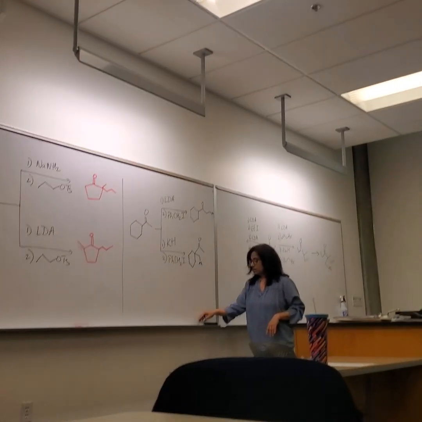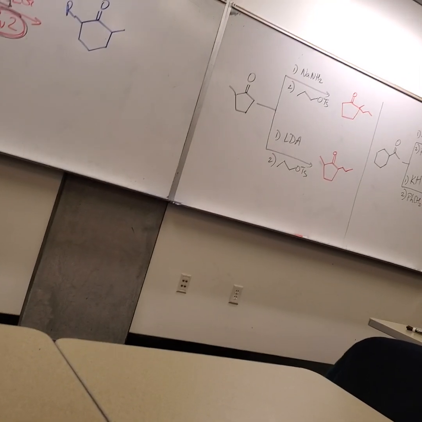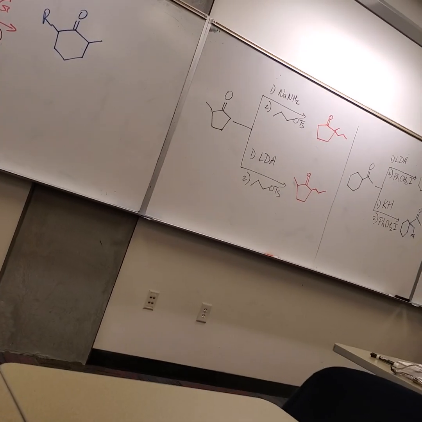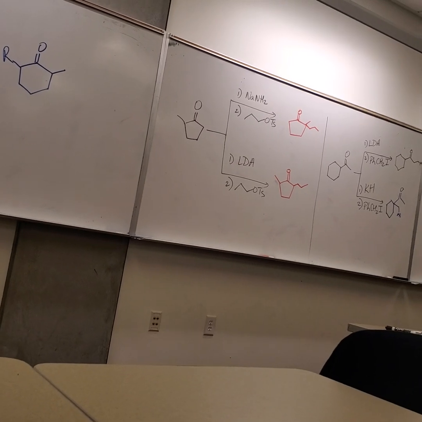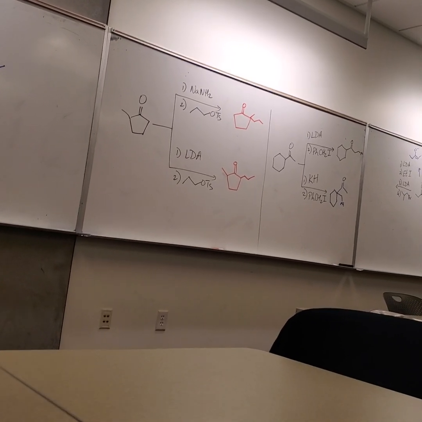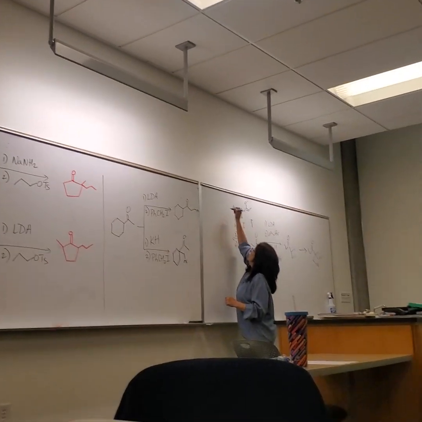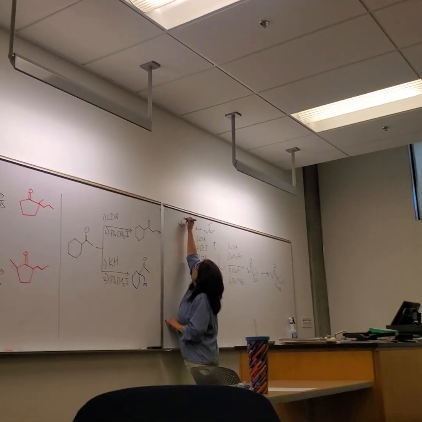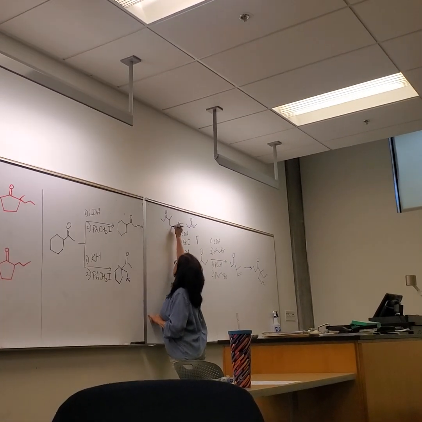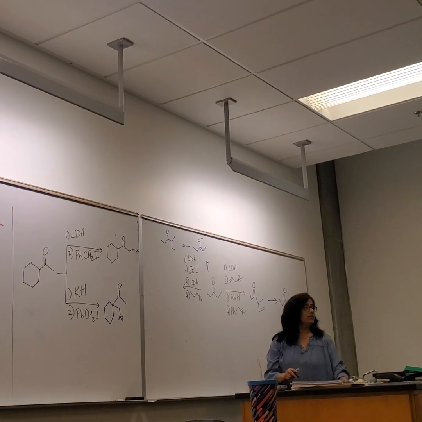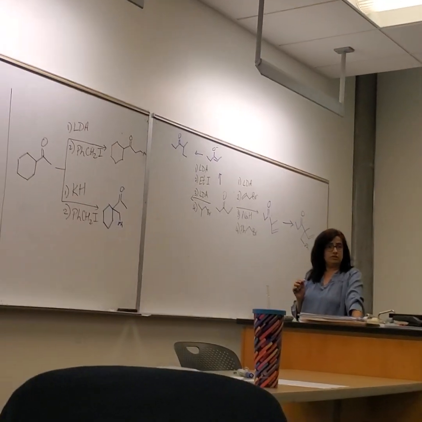Okay. So, what's happening in step 1? Do you agree that the LDA is basically creating an enolate? Yeah. Doesn't matter which side because it's symmetrical. Agreed? Yeah. What's happening in step 2? An ethyl. Agree? Not an ethene group, but an ethyl. Everybody? Now it's not symmetrical.